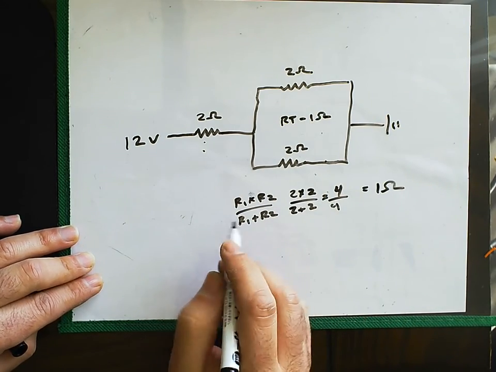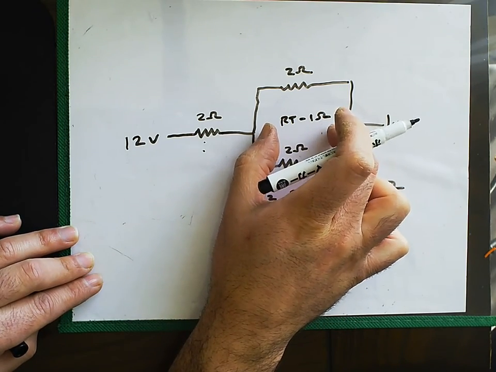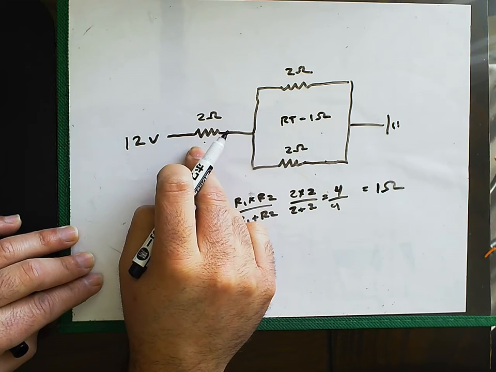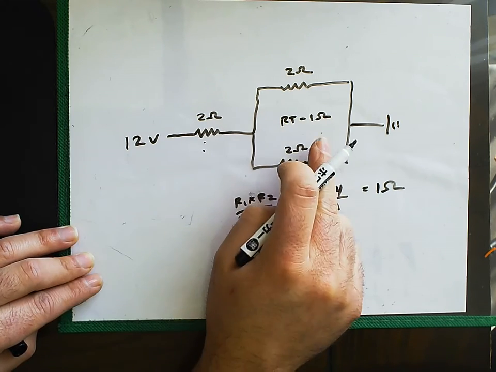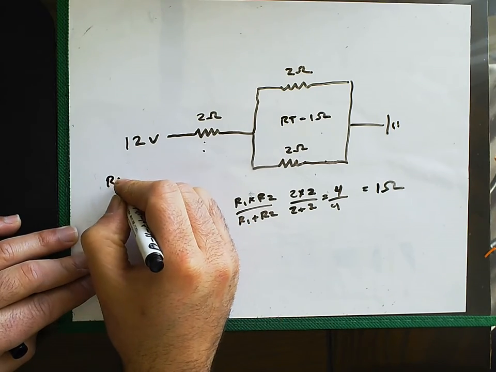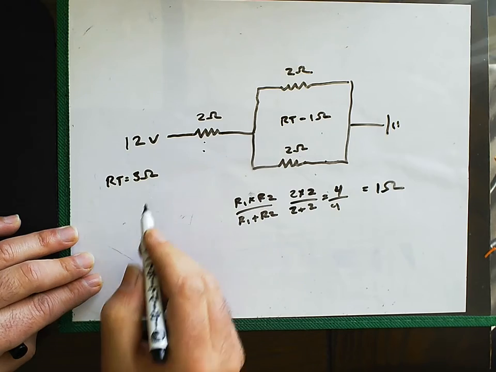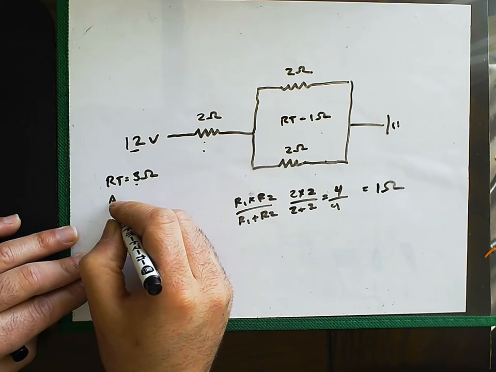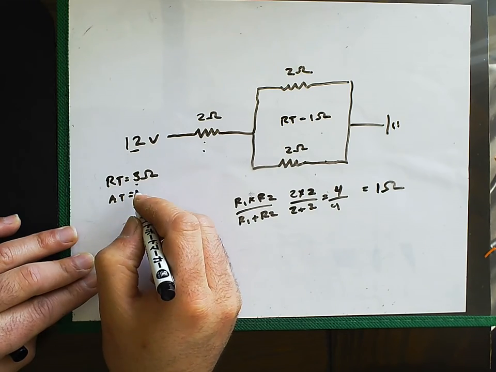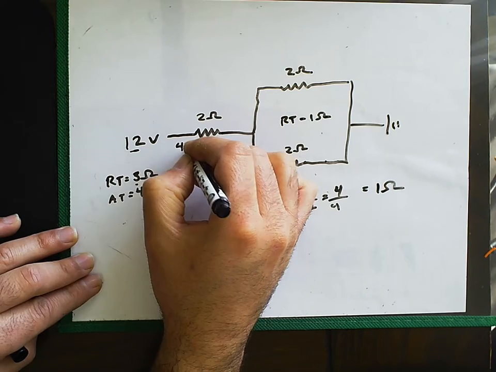Okay, now once I got my total resistance here, I can add it to my individual resistance that's in series. So that means 2 plus 1. So my total resistance is equal to 3 ohms. If I know my total resistance and I know my total voltage, I can divide them to get my total amperage, 4 amps. So that means I have 4 amps here.